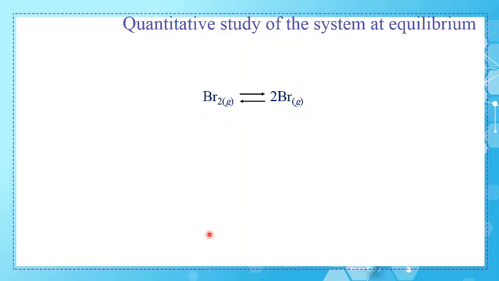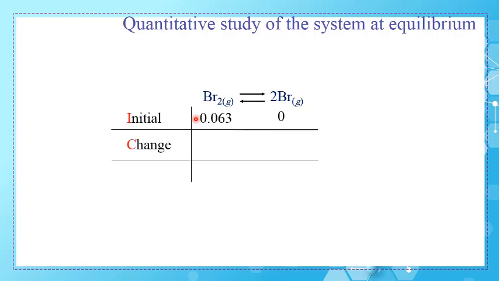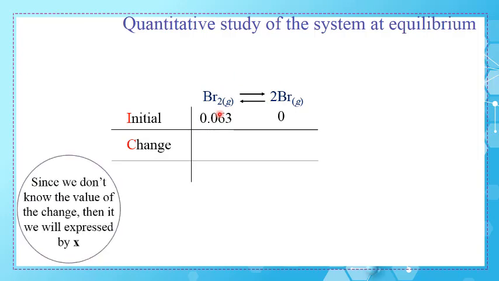This is our reaction. This is a table. What about the initial quantities? The initial quantities are given in the application, so these are numerical values that are given. Now, what is the change? It means how much Br2 reacted and how much Br formed. Since we don't know the value of the quantity that has changed, it will be expressed by X. So, we will write here X for the quantity changed for Br2.